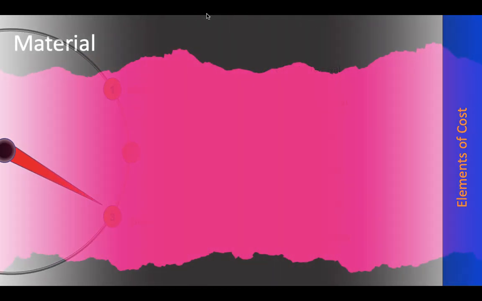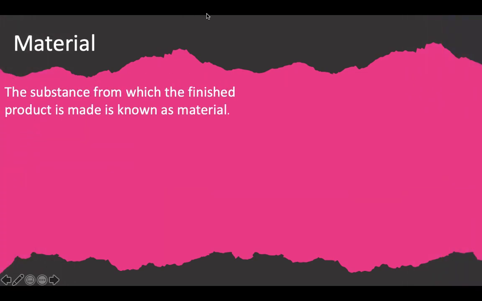What is the meaning of material? Material refers to the substance from which the finished product is made, is called as the material. For example, from the cloth a dress can be made, a dress material can be made. In this case, the cloth can be called as the material. Same as from the rosewood or the timber, the furniture can be made. In that case, the wood can be called as the material. So again, this material can be classified into two main categories. One is direct material and the other one is indirect material.